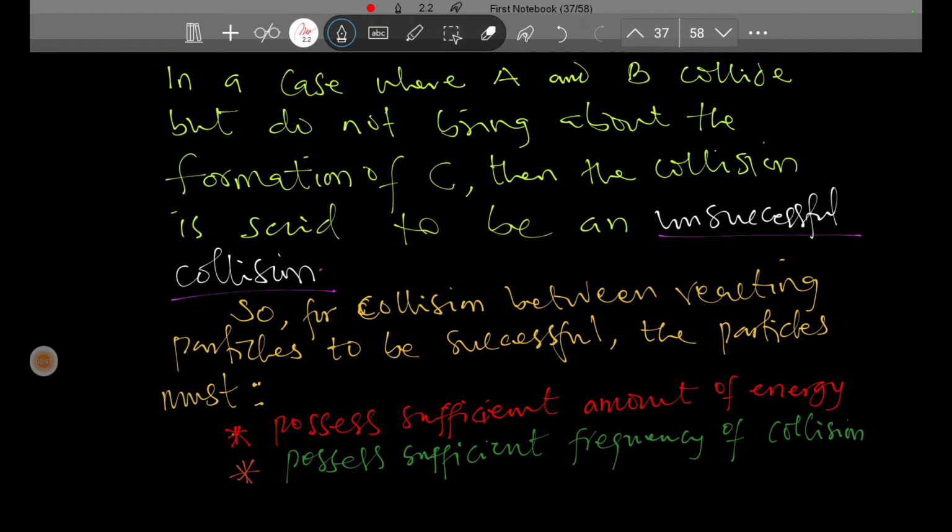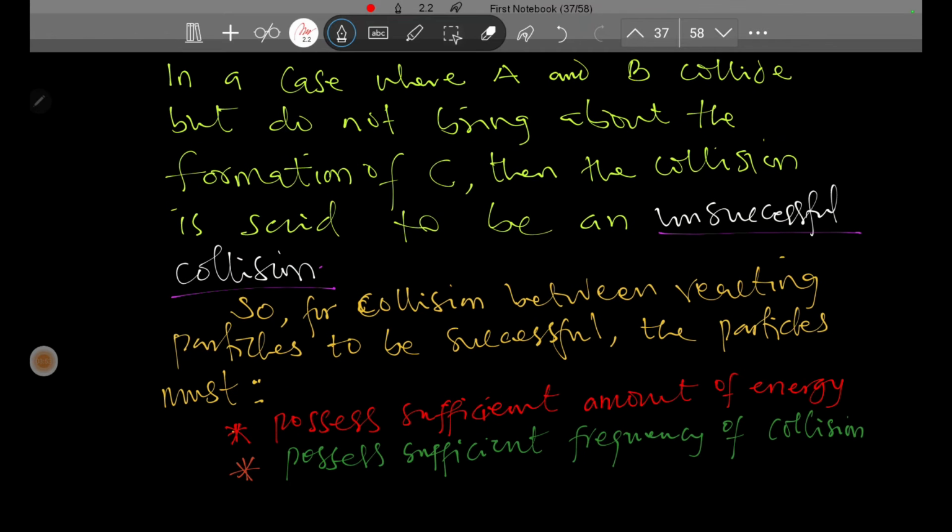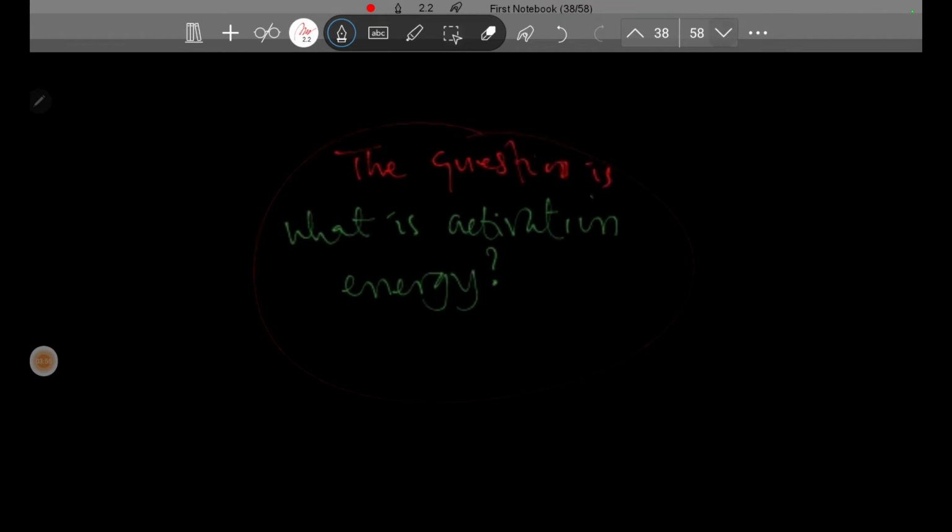So, for collision between reacting particles to be successful, the particles must, number one, possess a sufficient amount of energy, and number two, collide with sufficient frequency. Now the question is, what is activation energy? Pause a while and write your answer, and see if from what we have discussed, you are able to define activation energy.